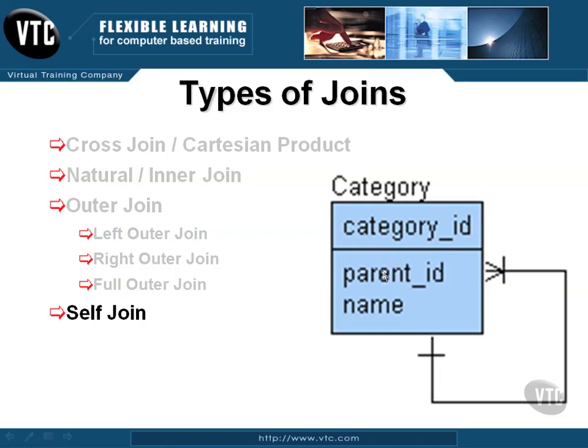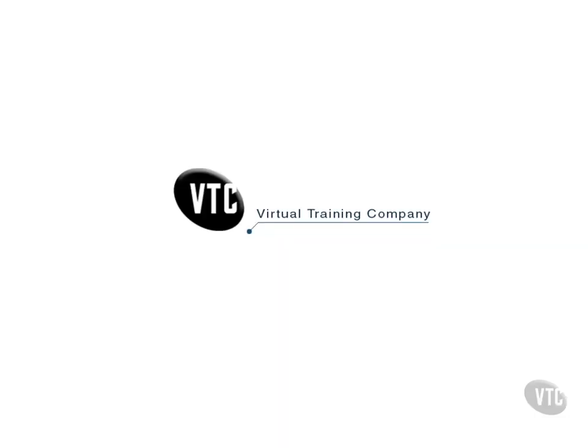It's a special type of join. It's called a self join. It's also called a fishhook join in some cases. So that's the different types of joins.